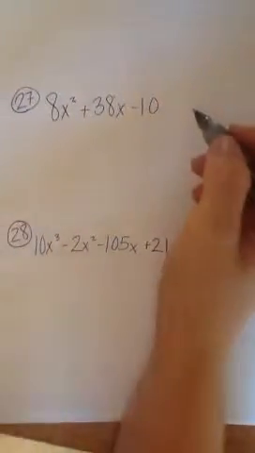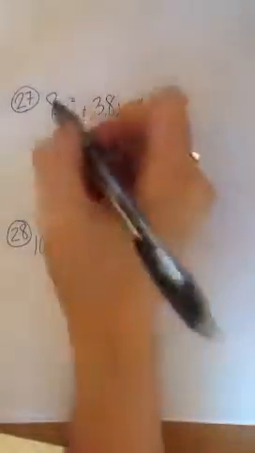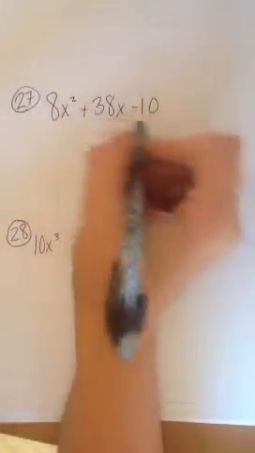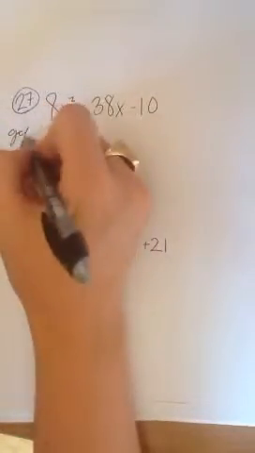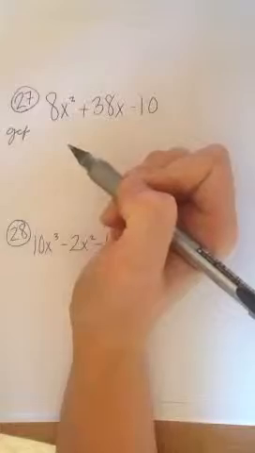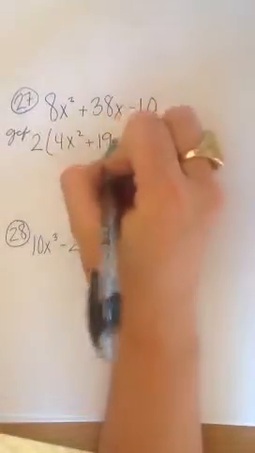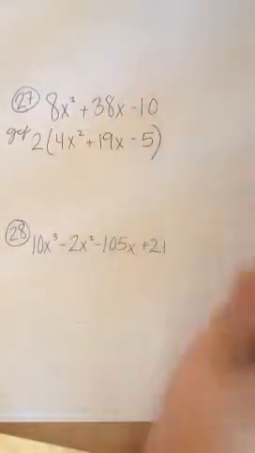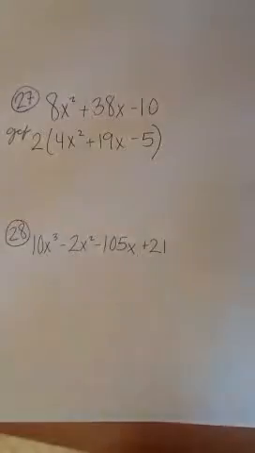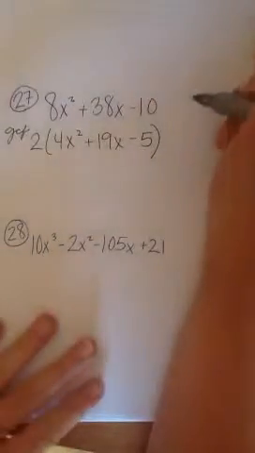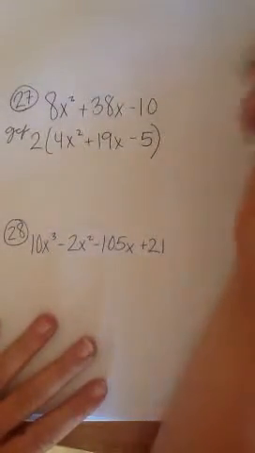Here's number 27 for the test review. I want you to be able to see that there is a GCF here. And yes, you need to take that GCF out first. It's a 2, and you get 4x squared plus 19x minus 5. It's just easier if you do it in the beginning. You can do it later at the end, but in the beginning it makes the numbers smaller.